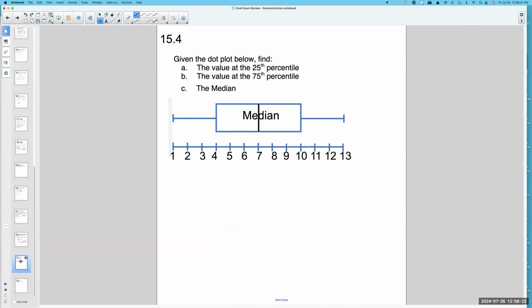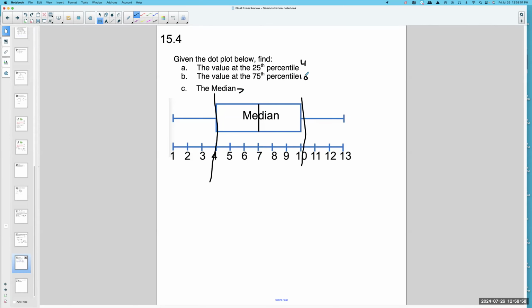Okay, a couple more. Given the dot plot below, so here's a box and whiskers plot. This is my lowest whisker, it's over the 1. My highest whisker is over the 13. My median is right here at 7. That's that answer. What is the value at the 25th percentile? The 25th percentile is the left edge of the box. So that's 4. The value at the 75th is the right side of the box. Sorry about that. That's 10.